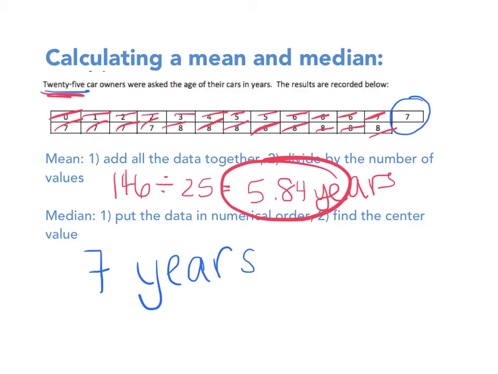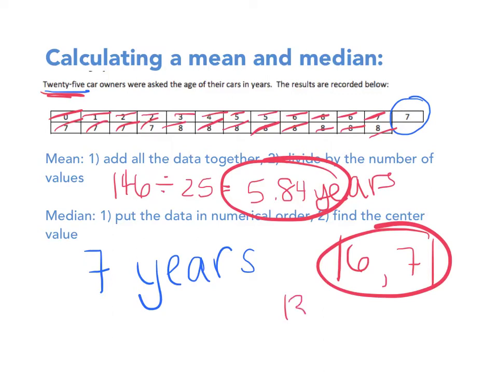If there were two values in the median, let's say that we had 6 and 7 as the two middle numbers because we have an even number of data, you just take the mean of those two numbers. So you add them together and then divide by the number of numbers. 13 divided by 2 is 6.5. So if you had two numbers as your center medians, you would have to find the average of those two.